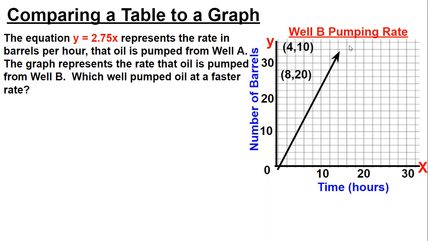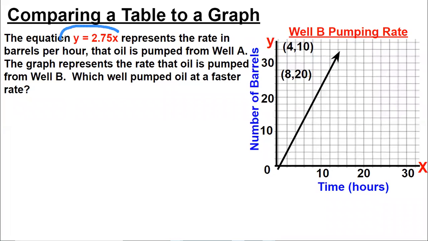Okay, we have a graph of well B. We don't have a graph of well A. What do we have? We have an equation right here. Do we know what the unit rate is for well A? Of course we do. The unit rate is the slope right here. It's the number in front of x. It's the coefficient in front of x. It's the m. 2.75 is our rate.